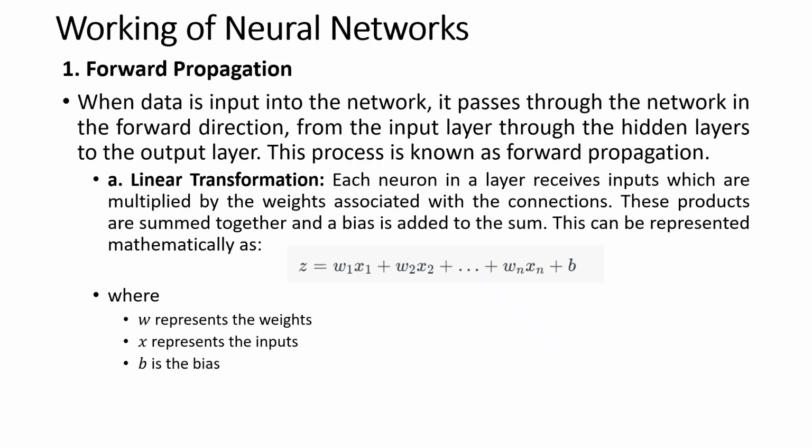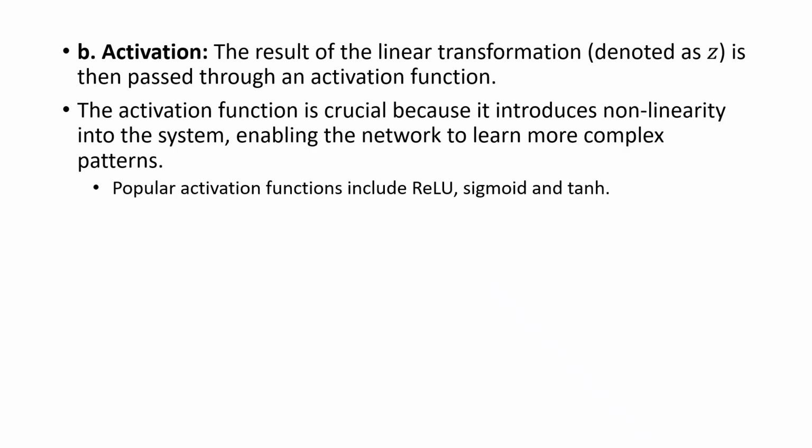So the working of neural networks basically includes three steps. First one is forward propagation. Forward propagation means we give the input, it passes through the network in the forward direction. That is, from the input layer, it may go to the hidden layer and then to the output layer. No backward propagation is happening, so it moves forward through each layer, and this is known as forward propagation, and it can be represented as a linear transformation, right? Because w1 x1 plus w2 x2 plus etc. plus b.